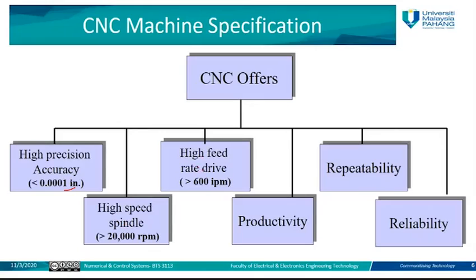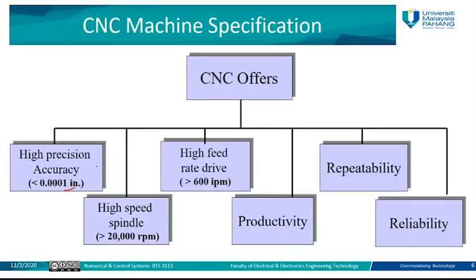Next is the high feed rate drive, up to 600 inch per minute. This is IPM, inch per minute, so greater than 600 inch per minute. Later on, we are going to talk about the feed rate and also the speed of spindle, and how we can use these two parameters in the calculation of a CNC program. In addition to the three features that we already mentioned in chapter 1, productivity, repeatability, and reliability, all these features can be provided by using a CNC machine.